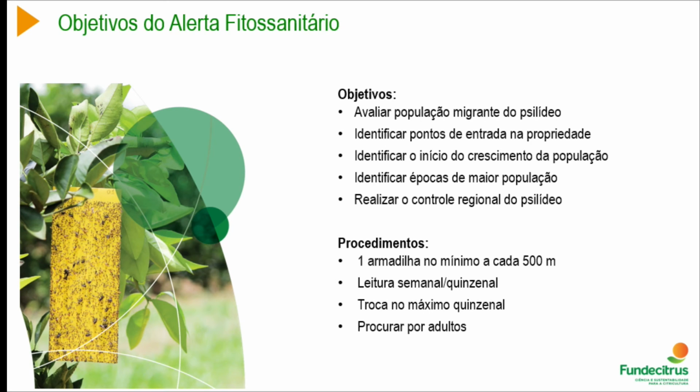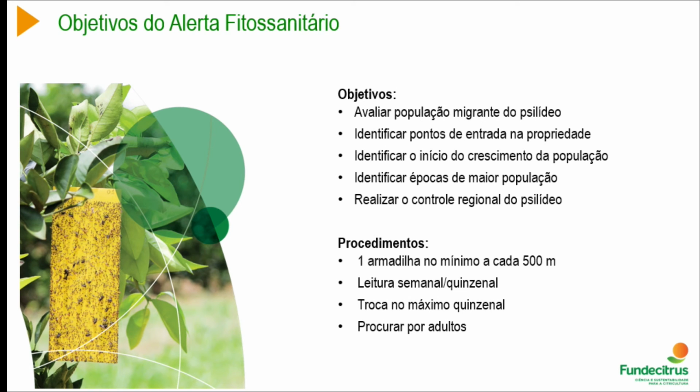So what are the main objectives of the plant health alert? First, to evaluate the migrating population of psyllids, those that go from ill-managed areas to well-managed areas. Also, to identify the main entry points of these psyllids, to identify when the population starts growing in a region or on a farm, to identify the times of greater population, the population peaks, and also to do the regional control of psyllids. The plant health alert is one of the main tools for the regional management of psyllids.